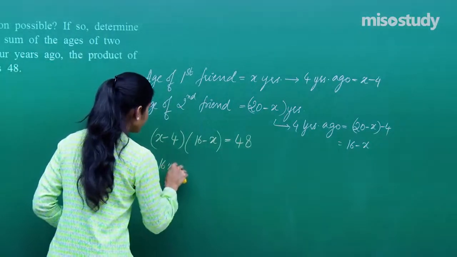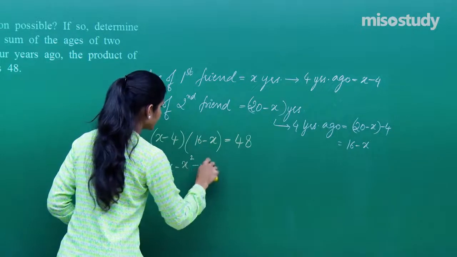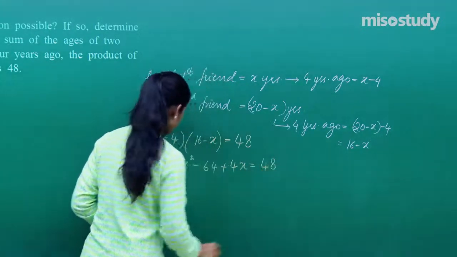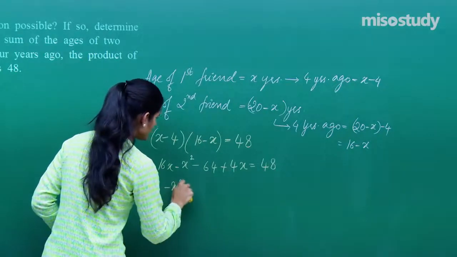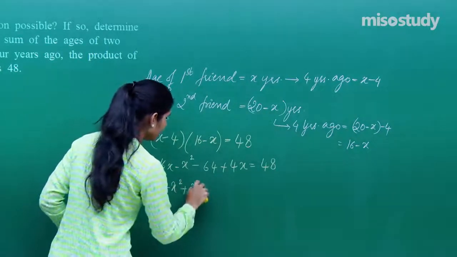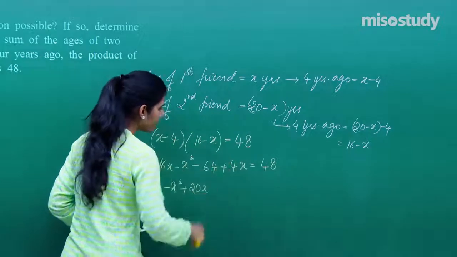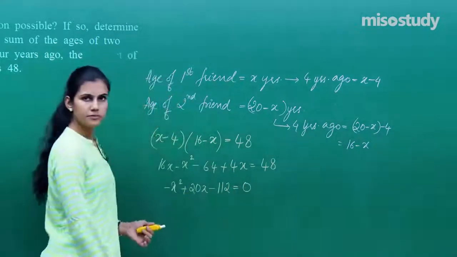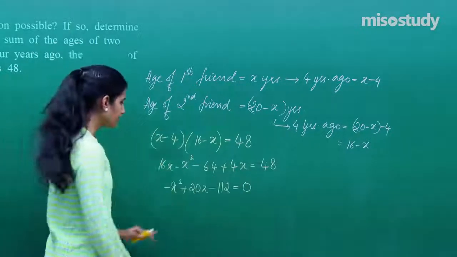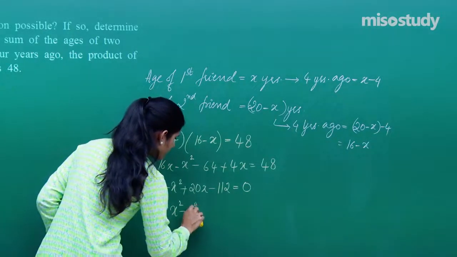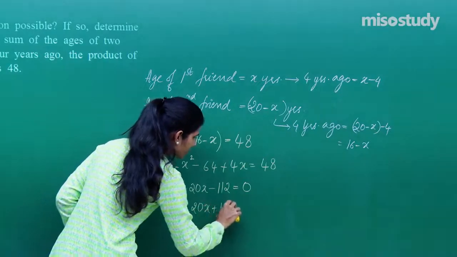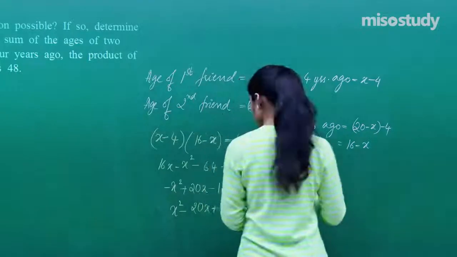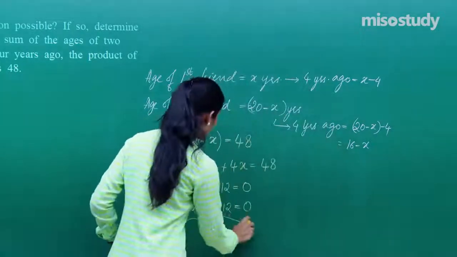This gives you 16x minus x square minus 64 plus 4x equals 48. This gives you minus x square, 16 plus 4 is 20x, minus 64 minus 48 gives you minus 112. Right? This is what you have. So you can write this as x square minus 20x plus 112 equals 0. Now, is this situation possible, they are asking.